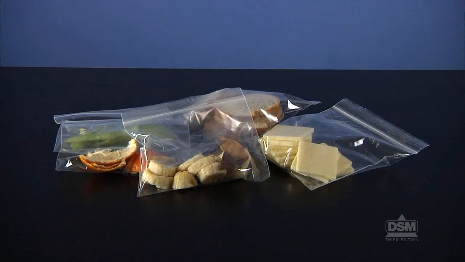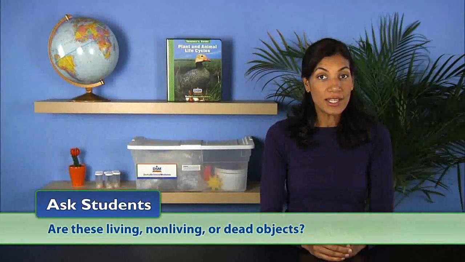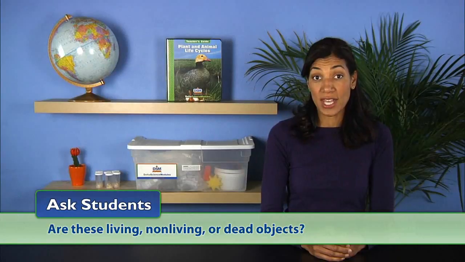Display the food scraps and ask, are these living, non-living, or dead objects? If necessary, point out that the food scraps are parts of or made from things that were once alive. Therefore, they are dead things.